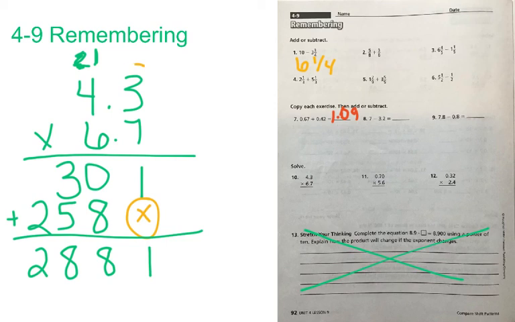Now I need to go up to my original problem. Identify how many numbers come to the right of the decimal. 1 and 2. So I'm going to shift. Start your decimal at the end of your number and shift left 2 times. 1 and 2. So 28 81/100.